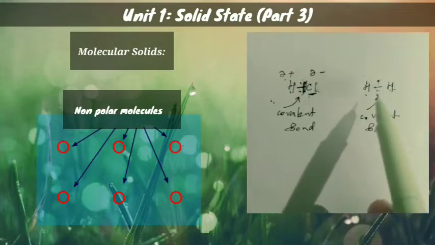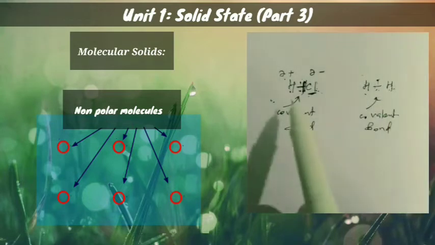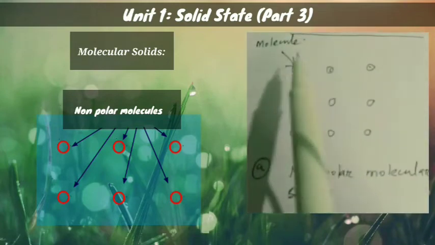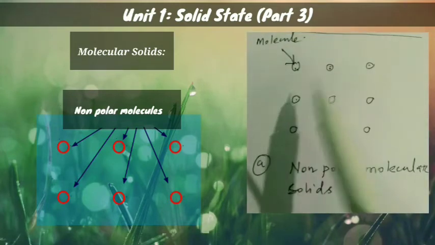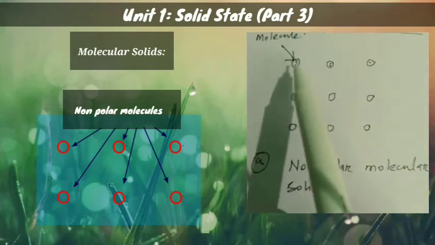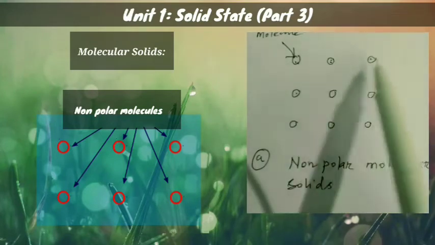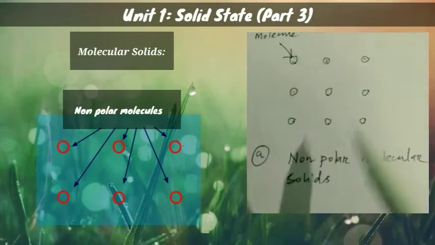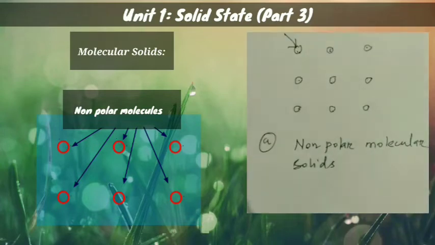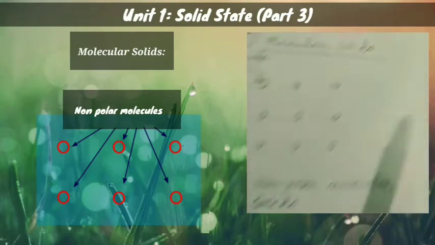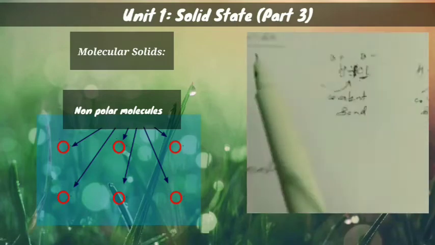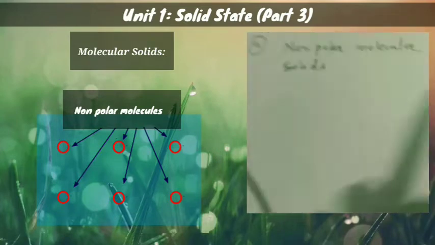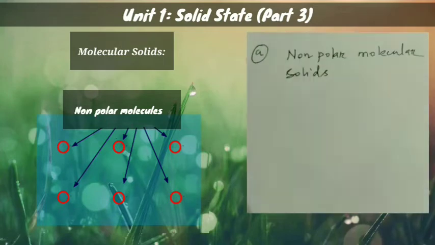Non-polar nature. That means we can say this is a non-polar molecule and this is a polar molecule. So if hydrogen forms the crystal, suppose here hydrogen is present, here also hydrogen, hydrogen, hydrogen, hydrogen, hydrogen, then this crystal will be a non-polar molecular solid. Understand? And if HCl is here, then it will be a polar molecular solid.